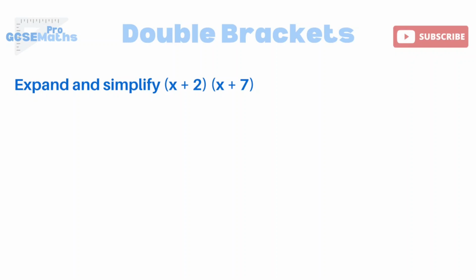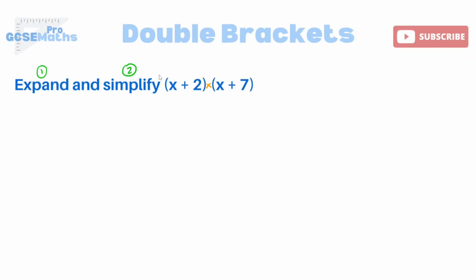plus 7. If you've seen the first video or you're already quite happy with the concept of expanding, it basically just means multiply. So we have this imaginary multiply symbol in between the two brackets, and we need to multiply each term in the first bracket by each term in the second bracket. There's two parts to this question, as you can see. Part one is the expand, which as we said is multiply, and the second part is simplify.